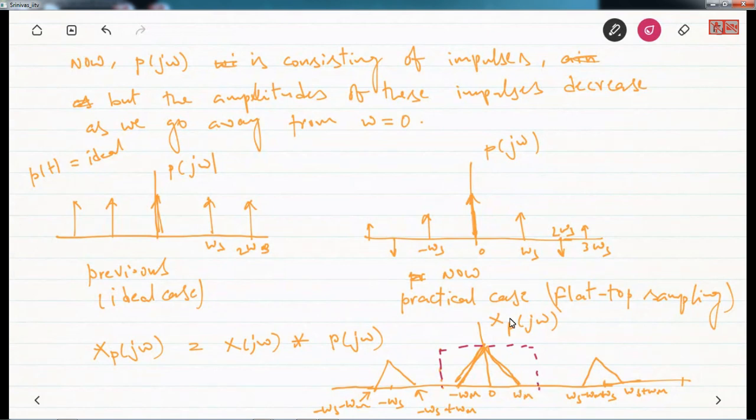So even if we use flat top sampling, we can still recover our original x of t, which is the continuous time signal, right? Because xp of j omega still contains x of j omega at the origin, if we can extract this portion of the signal in the frequency domain using a low pass filter, so this is h of j omega, an ideal low pass filter, we can still get back our signal.